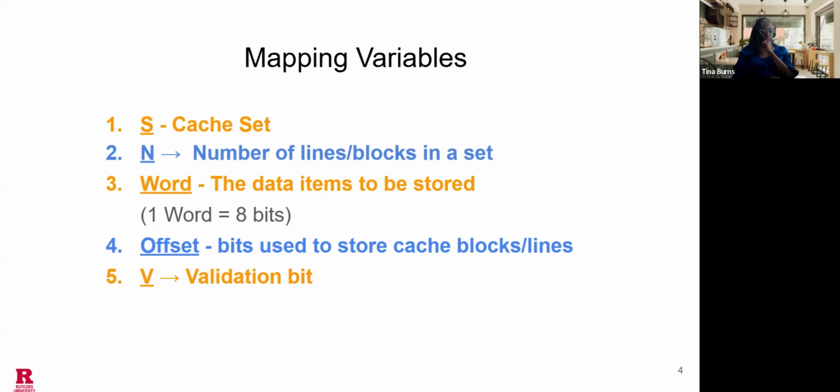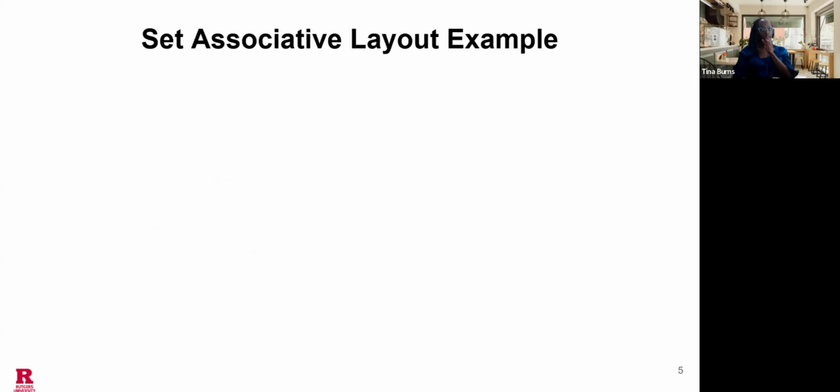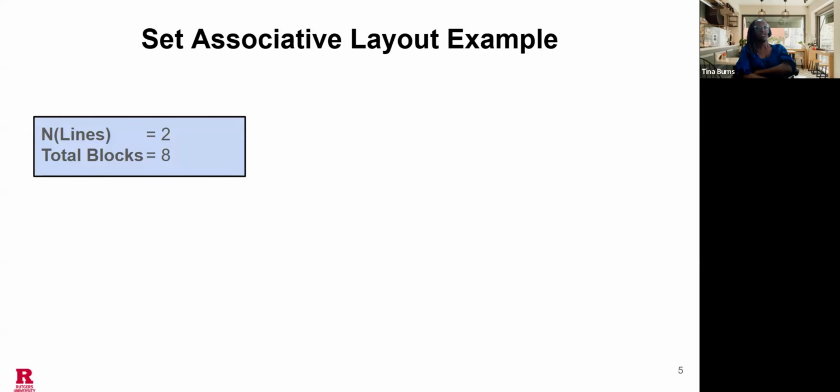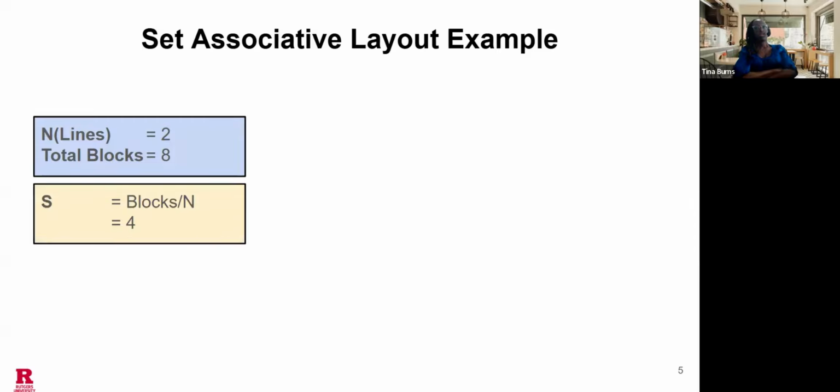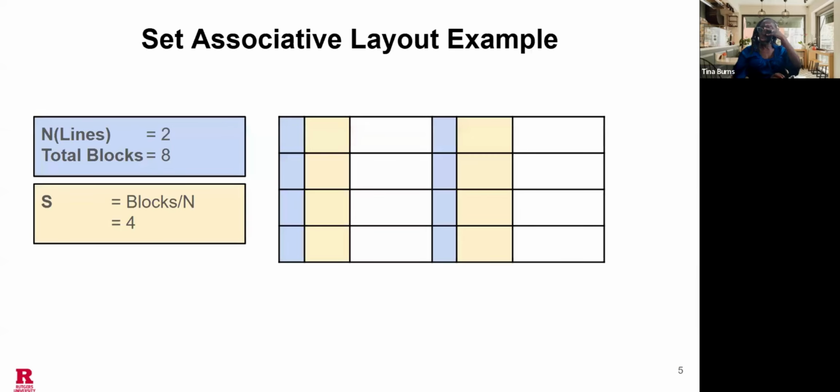Does it make sense? So let's look at this layout and an example of this pictorially. Let's say you get an example where it says you have 2 lines and your total number of blocks is 8. And then it also asks, what do I need for my sets? Because sets are defined by all the blocks you need and how many lines are in each set. If you have both those elements, you can determine how many sets are in your cache. So here's what it looks like pictorially.